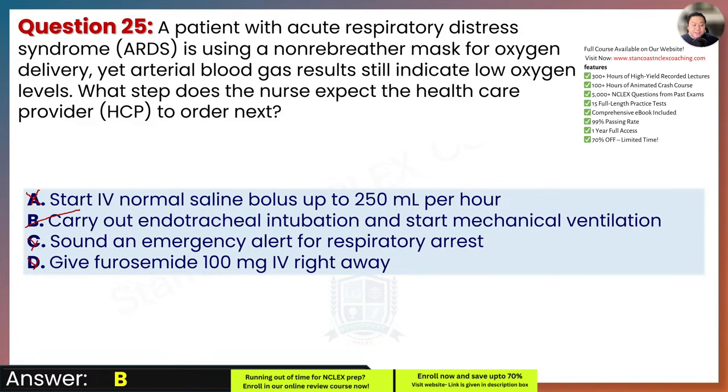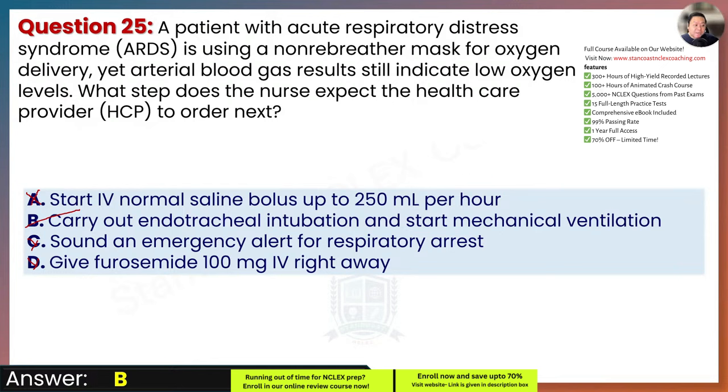Now, what about letter C? Although the patient has oxygen levels that are low, there is no indication that the patient has reached the stage of respiratory arrest. Okay? All right. And the respiratory arrest occurs when a patient completely stops breathing, which is not yet happening in this case. So instead of waiting for this to occur, you got to do proactive interventions like intubation and mechanical ventilation to prevent respiratory failure.